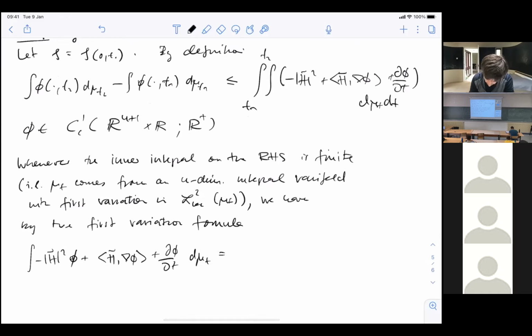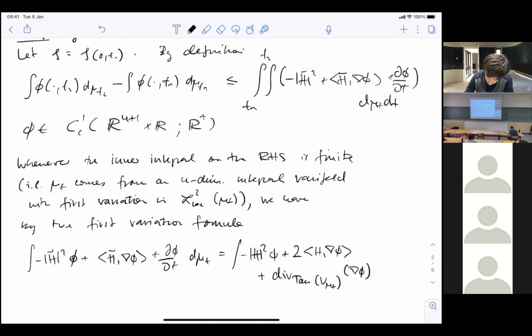We can rewrite this a little bit. We just add something like minus mean curvature squared times phi. Now we want to get a factor of 2 here, h dot grad phi, but we have made a mistake, and we can correct for this mistake by saying, okay, divergence over the tangent space of grad phi. See, this exactly cancels one of these, cancels this factor 2 here, plus d phi by dt, d mu_t.